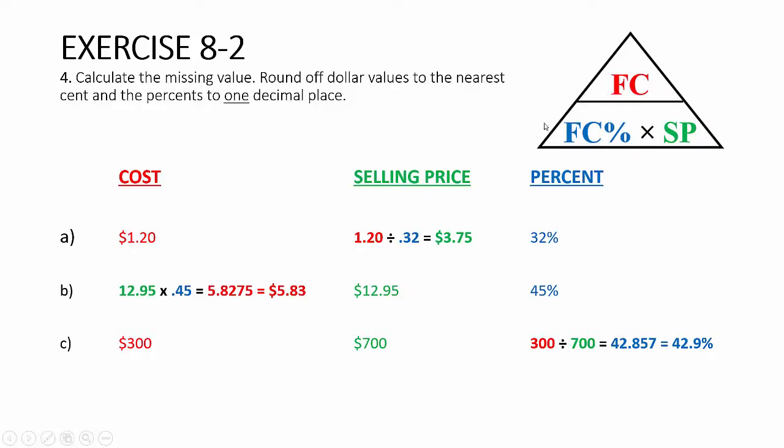I'm sorry, I'm lying to you. We're looking for the food cost percent. So to do the food cost percent, we must have the food cost and the selling price. They're on top of each other, so we divide. There is the cost, there is the selling price. Cost divided by selling price gives us a food cost percent of 42.9%.